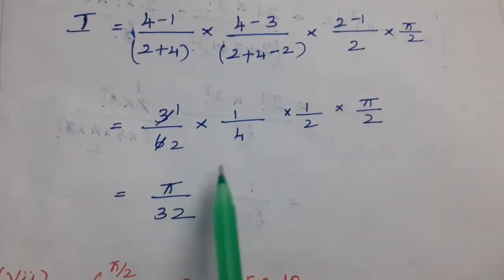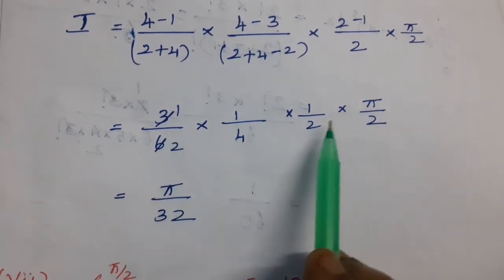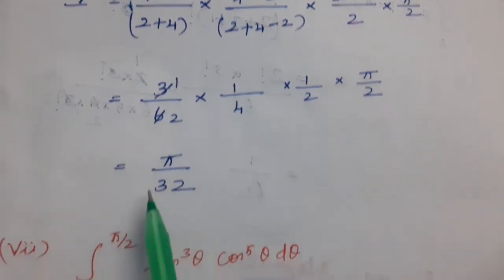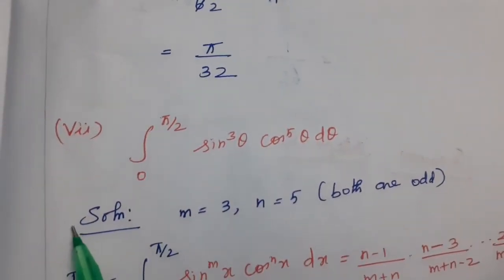So after substituting, what is the result we get? Cancel. Substitute the value. Final step is 1 by 2 into pi by 2. So after simplification, we get pi by 32. Formula is formula only, very must.